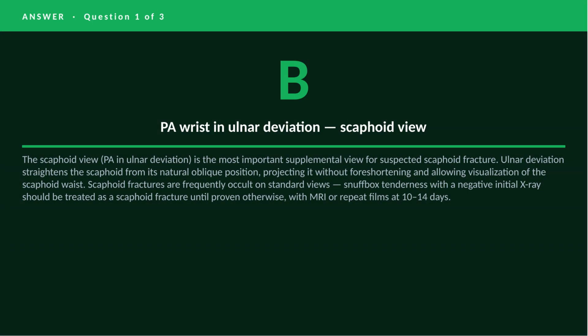The answer is B. PA wrist in ulnar deviation, the scaphoid view. Ulnar deviation straightens the scaphoid from its naturally oblique position, projecting the waist without foreshortening. Scaphoid fractures are frequently occult on standard views. Snuffbox tenderness after a FOOSH mechanism with a negative initial radiograph should be treated as a fracture with MRI or repeat films at 10 to 14 days.